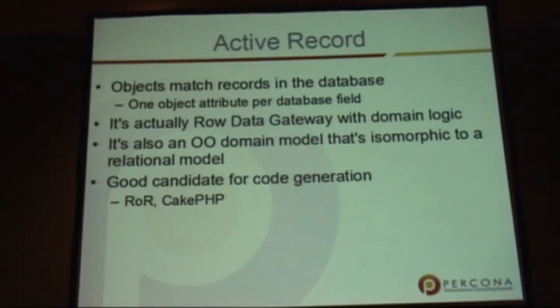Active record is basically the same thing, just that it has some domain logic we'll see right now. You just merge two things in the model. So it can also be an object-oriented domain model that is isomorphic to a relational model. If you're using an active record the right way, what it means is that the way your data is structured in memory is pretty much the way you can reflect it in a database. So that's a good way. And it's a good candidate for code generation. You know? And Ruby on Rails and PHP, they do that.